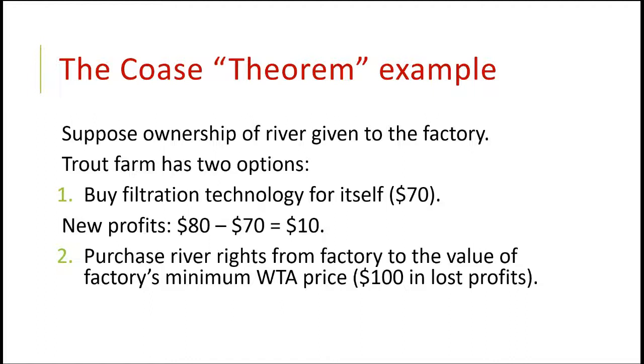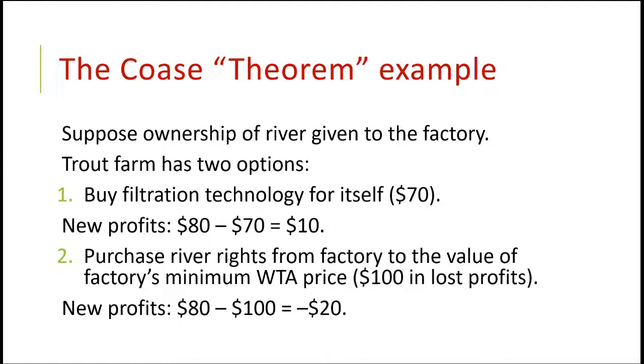So that's one option. The other option is to purchase the river rights from the factory to the value of the factory's minimum willingness to accept price. That is, the trout farm puts a proposal to the factory and says, look, we'll buy the rights of the river off you. The factory owner says, well, I'm not interested in selling my rights to the river because then I won't be able to pollute the river anymore and I'll lose $100 profit. The trout farm could conceivably say, okay, we will compensate you to the value of the $100 profit you lost.